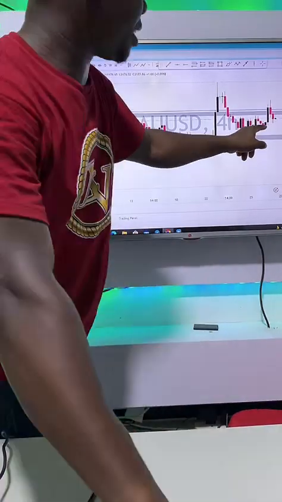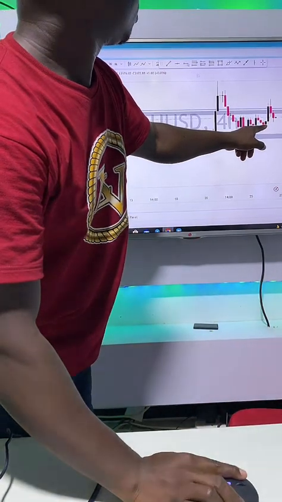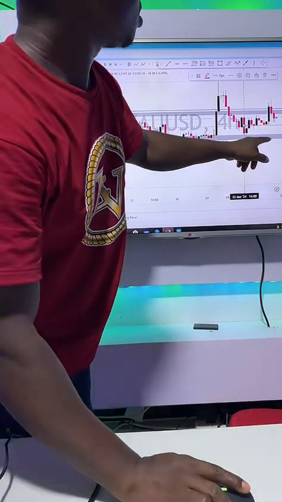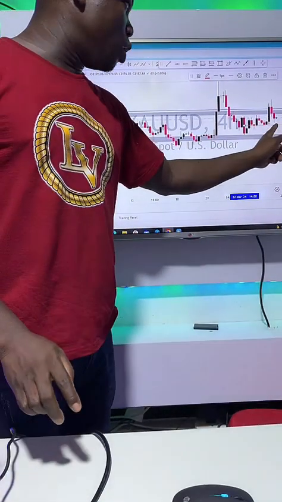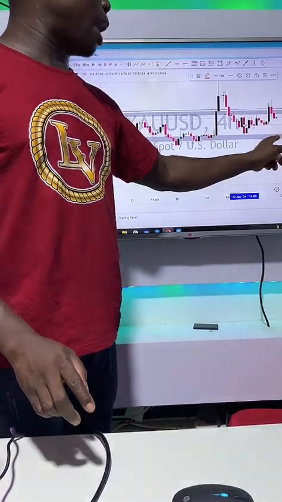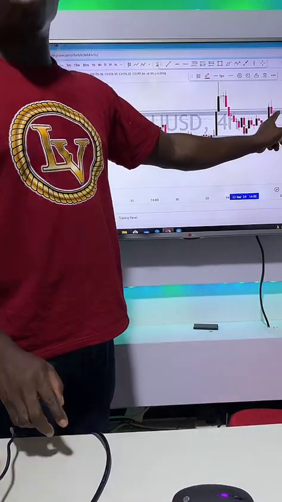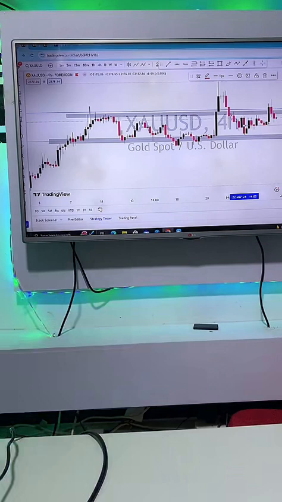But remember, when it reaches here, it has to break this line. A candle must close below this line for gold to come here. If it fails to close, it will still reverse and go back up. Okay, that's how I see gold.